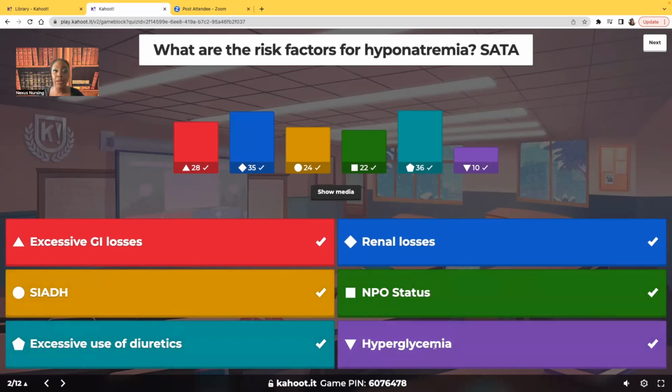And last, hyperglycemia. What are those three signs of hyperglycemia? Polyuria, polydipsia, polyphagia. Poly what? Urea, urinating all over the place. Guess what comes out in the urine? Sodium. So all of these things can cause the patient to be hyponatremic.